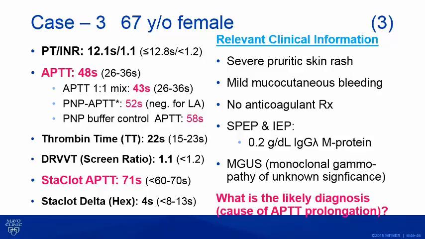She was felt to have a monoclonal gammopathy of unknown significance, and because she was so disabled by her skin rash that had not improved despite courses of corticosteroids, a decision was collaboratively made to treat her as though she had myeloma with Velcade, dexamethasone, and Revlimid to see if that cured her skin rash and her PTT. I don't have the answer to that because this is a very recent case.